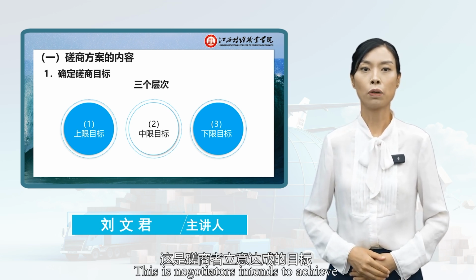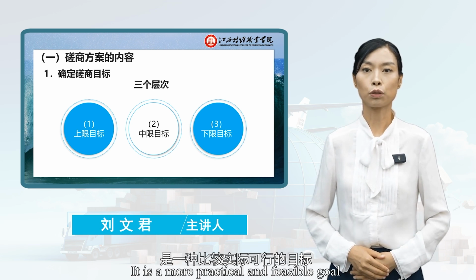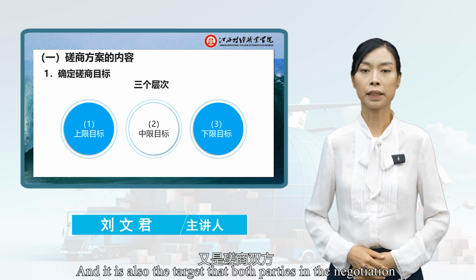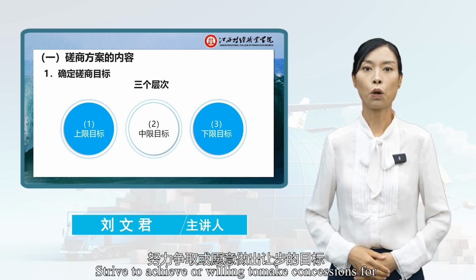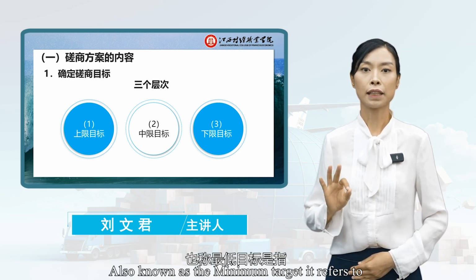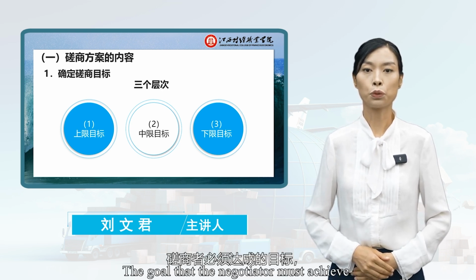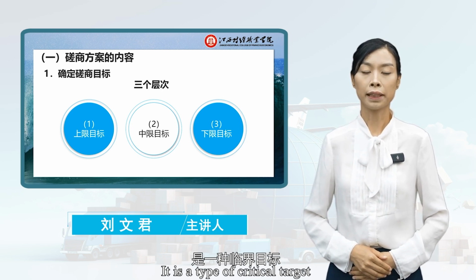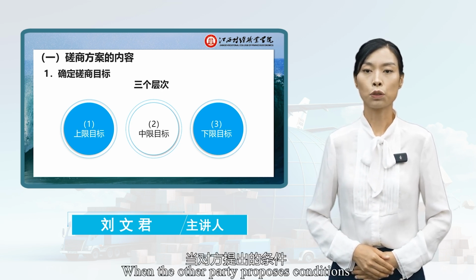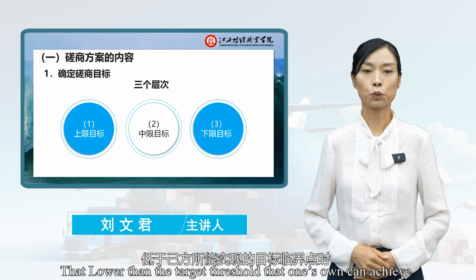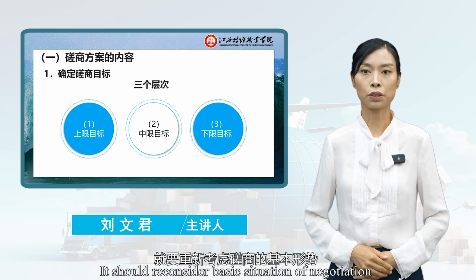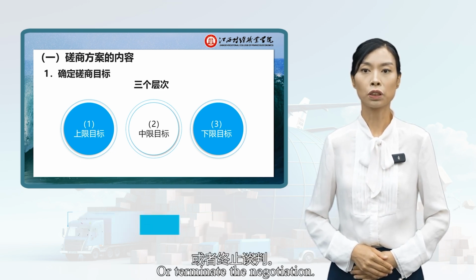This is what negotiators intend to achieve. It is a more practical and feasible goal, and it is also the target that both parties in the negotiation strive to achieve or are willing to make concessions for. Third, lower limit target, also known as the minimum target. It refers to the goal that the negotiator must achieve. It is a critical target: when the other party proposes conditions lower than the threshold that one's own side can accept, one should reconsider the basic situation of the negotiation or terminate the negotiation.